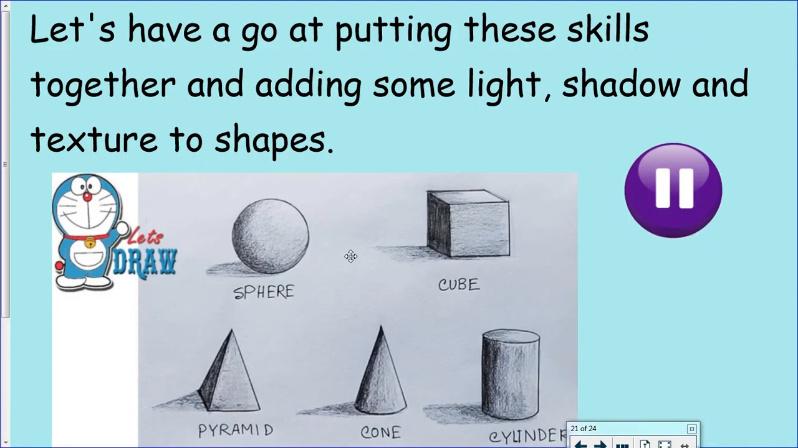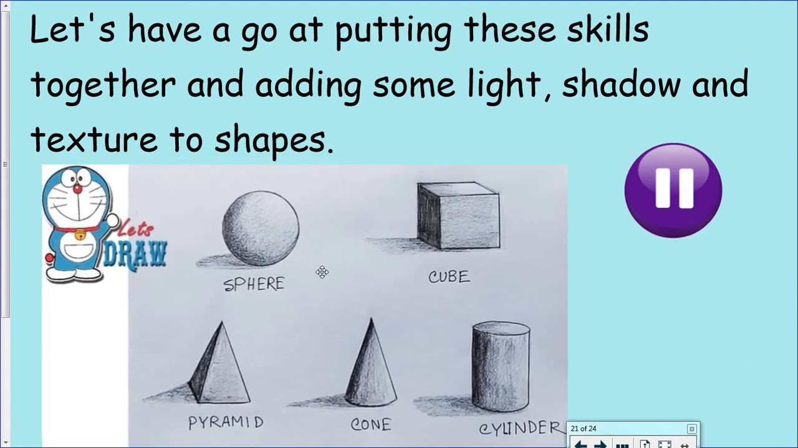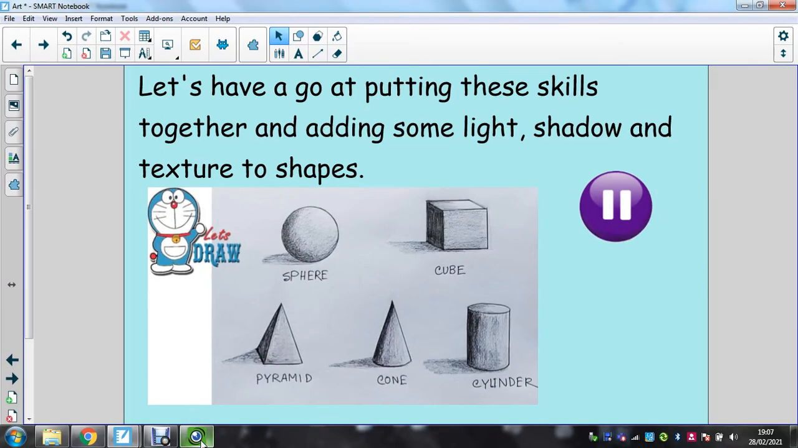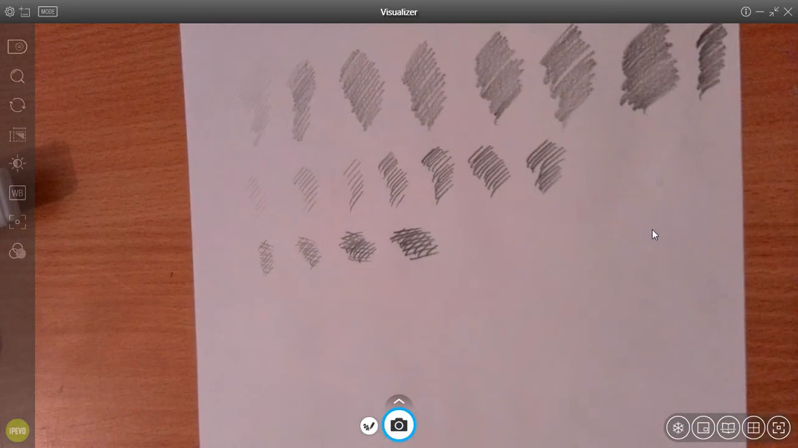So we're going to try and put this into a bit more artistically now. So I would like you to have a go at putting these chiaroscuro skills and these hatching skills together and adding some light, shadow and texture to some shapes. Okay, now you can just choose a shape like this. Maybe start with a sphere or a cube first of all. Just draw them on your piece of paper, and then I want you to really think about what direction your light will be coming in from.